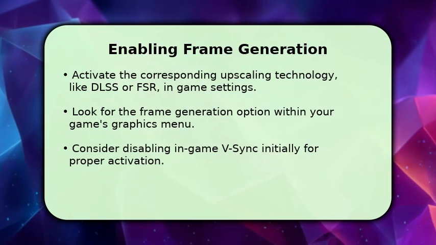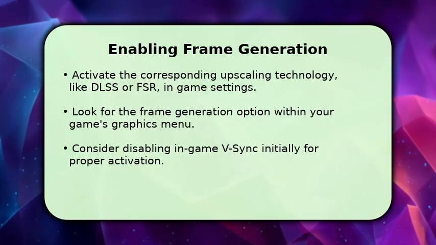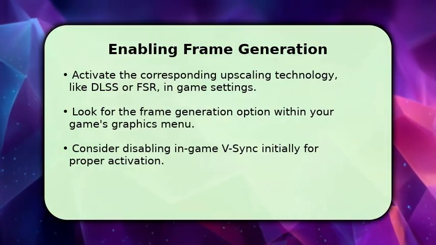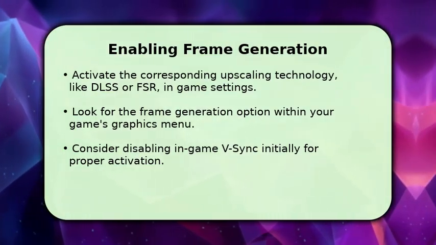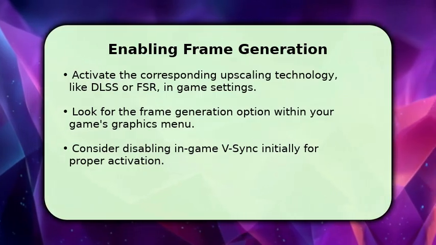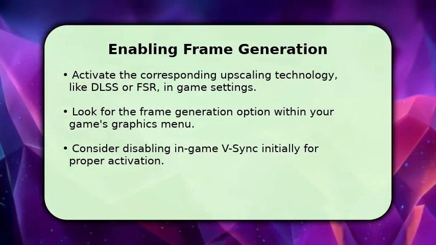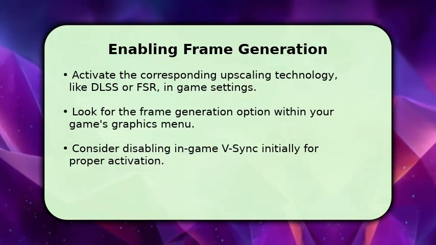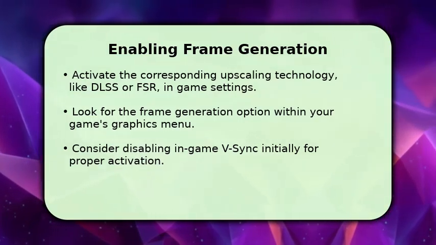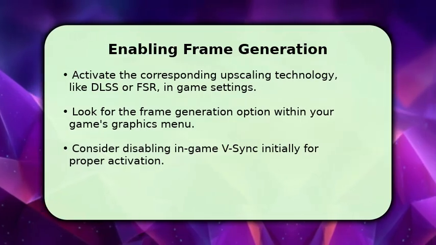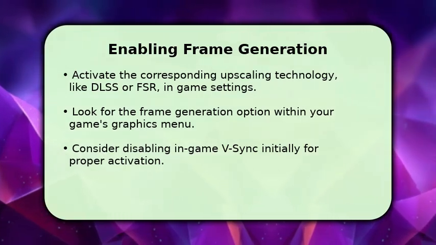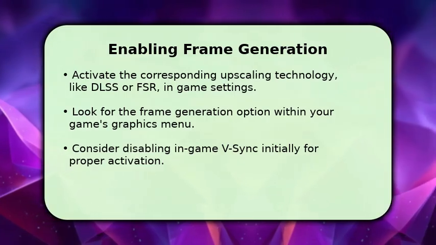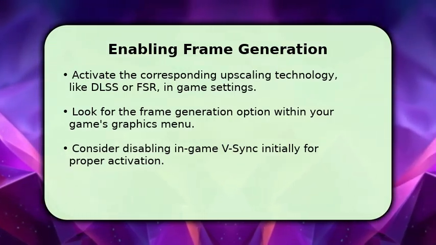Once your system is ready, activating frame generation is straightforward. First, enable the associated upscaling technology, such as deep learning supersampling or FidelityFX Super Resolution, within your game's graphics options. Then, locate and toggle on the frame generation feature. For some titles, temporarily disabling vertical sync in the game settings can help ensure smooth activation and prevent potential conflicts.